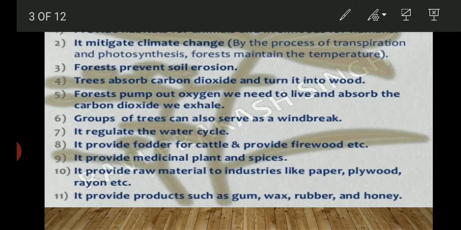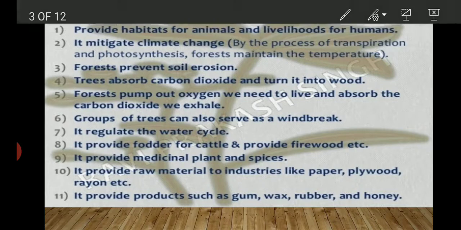They regulate the water cycle. Trees in the forest recycle a large quantity of water regularly, and water gets evaporated into the atmosphere from the leaves of the plant by the process of transpiration, and gradually water vapors form clouds and fall on the earth as rainfall. Thus forests increase rainfall in the region. They provide fodder for cattle, provide firewood, etc. Forests also provide medicinal plants and spices.